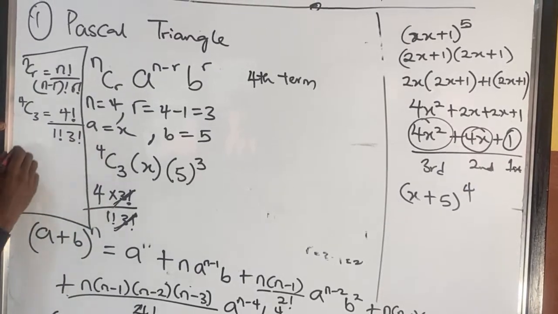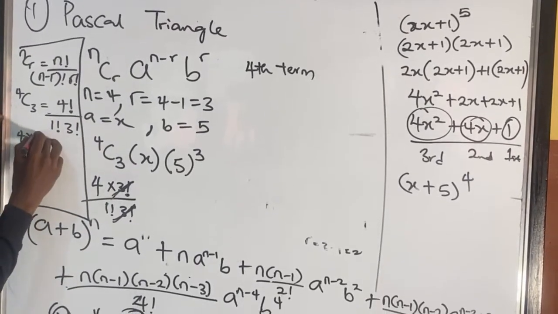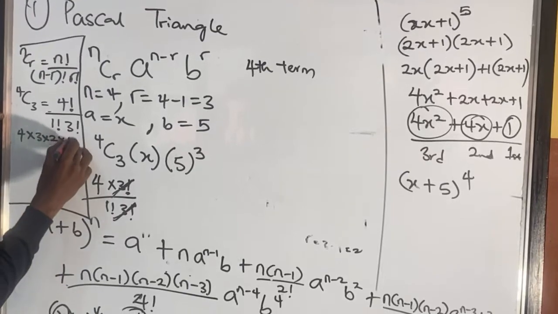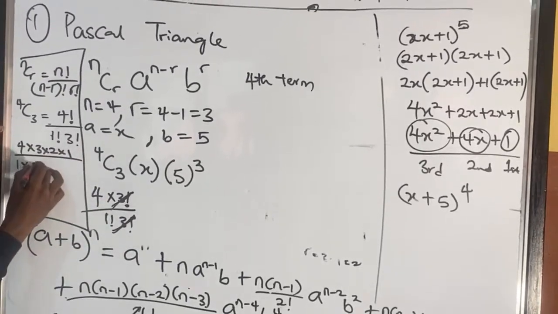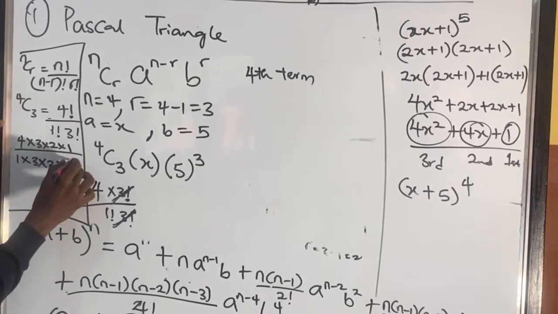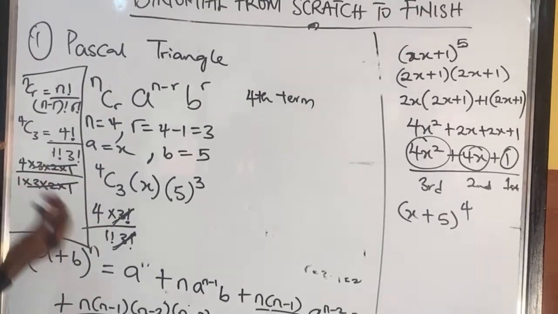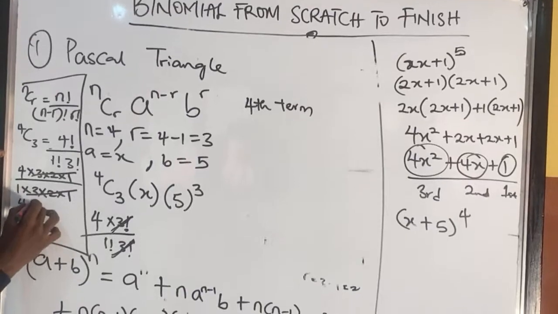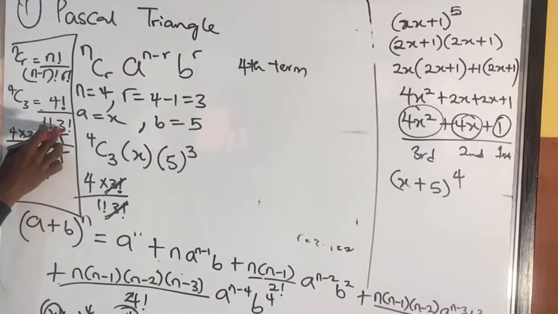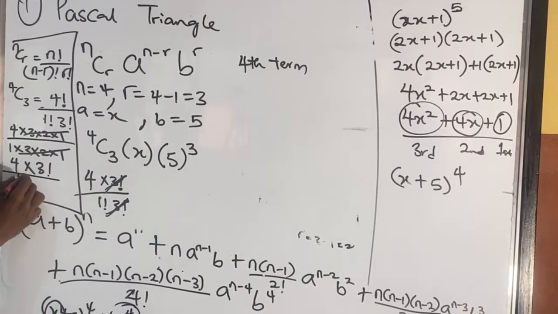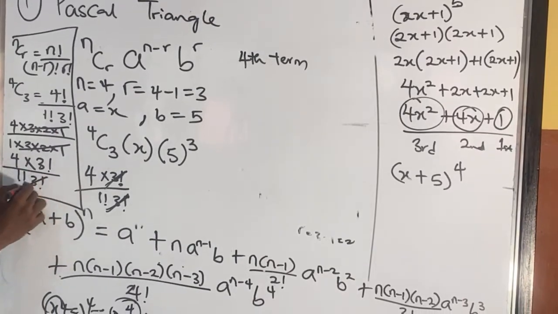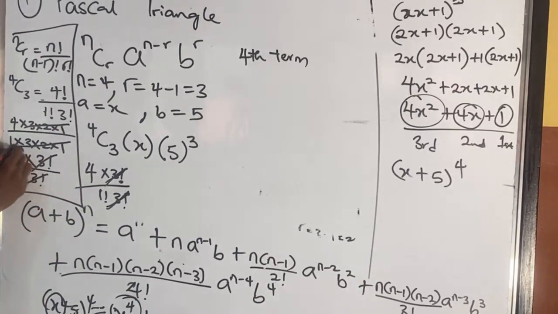So instead of doing 4 factorial as 4 times 3 times 2 times 1, then we'll now come in again and do 1 factorial as 1 times 3 times 2 times 1, then this will now cancel this. Is it not better for us to say 4 times 3 factorial, because we know the highest factorial here is 3, times 3 factorial over 1 factorial 3 factorial. So 3 factorial cancels 3 factorial. So we're left with 4.